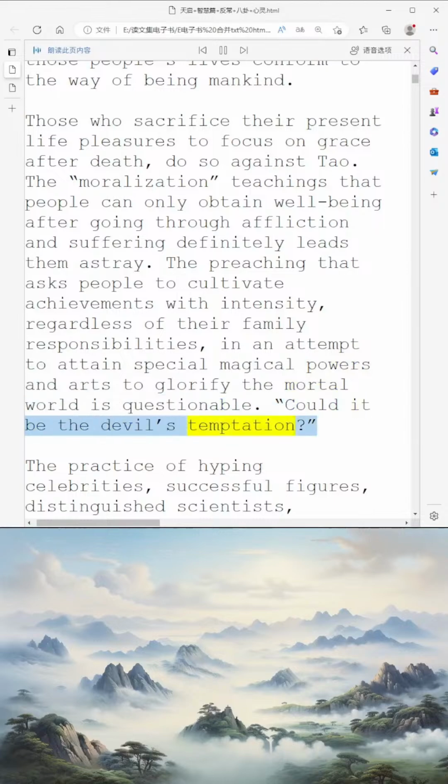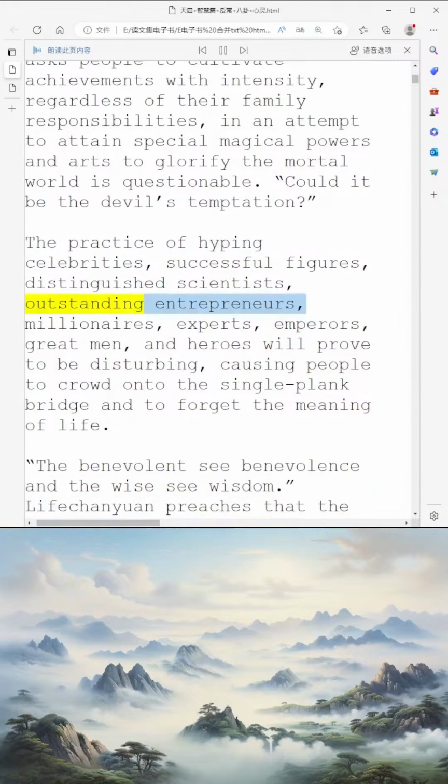Could it be the devil's temptation? The practice of hyping celebrities, successful figures, distinguished scientists, outstanding entrepreneurs, millionaires, experts, emperors, great men, and heroes will prove to be disturbing, causing people to crowd onto the single-plank bridge and to forget the meaning of life. The benevolent see benevolence, and the wise see wisdom.